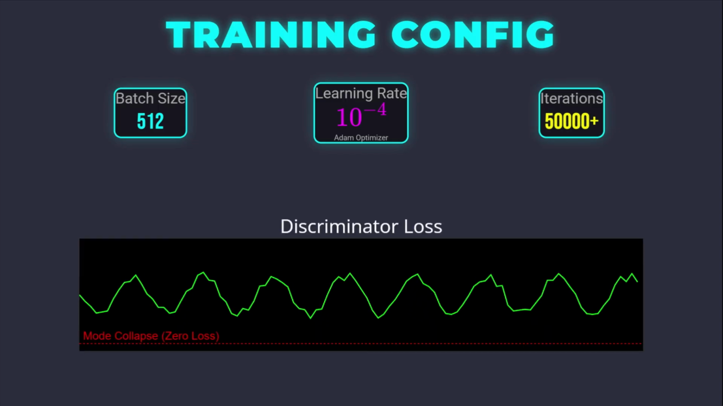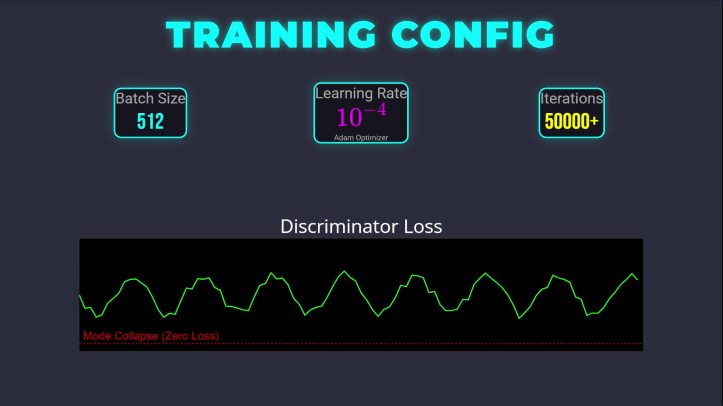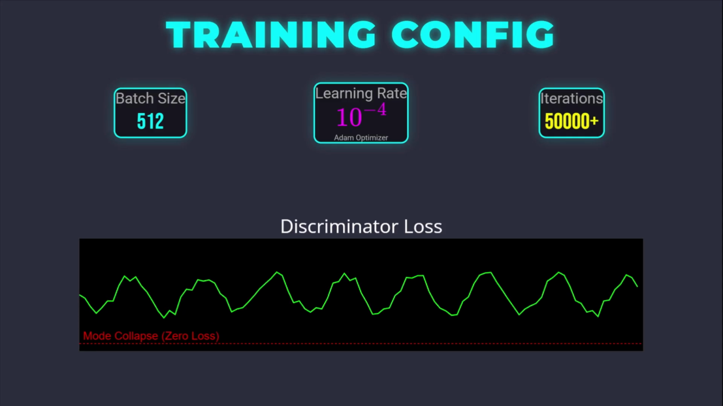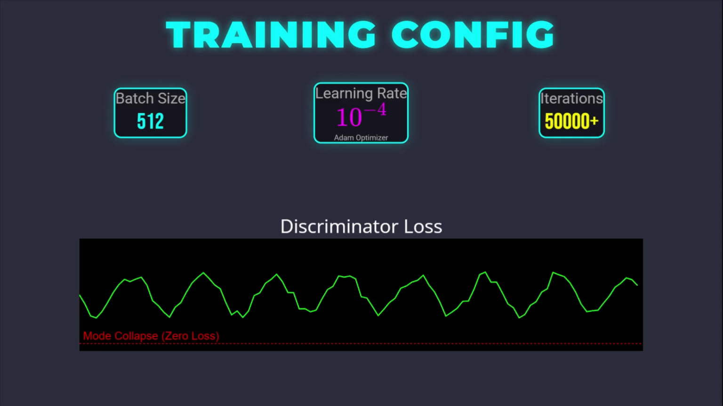Monitor the discriminator loss. It should fluctuate but remain stable, indicating the generator is effectively challenging the discriminator. If the discriminator loss drops to near zero and stays there, mode collapse is imminent, requiring adjustment of the learning rate or the gradient penalty weight.